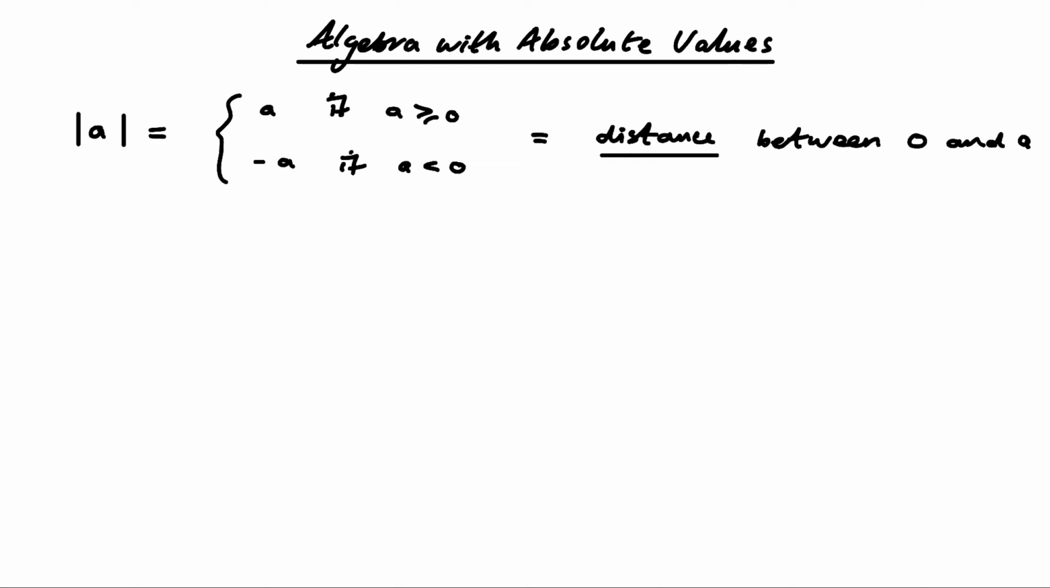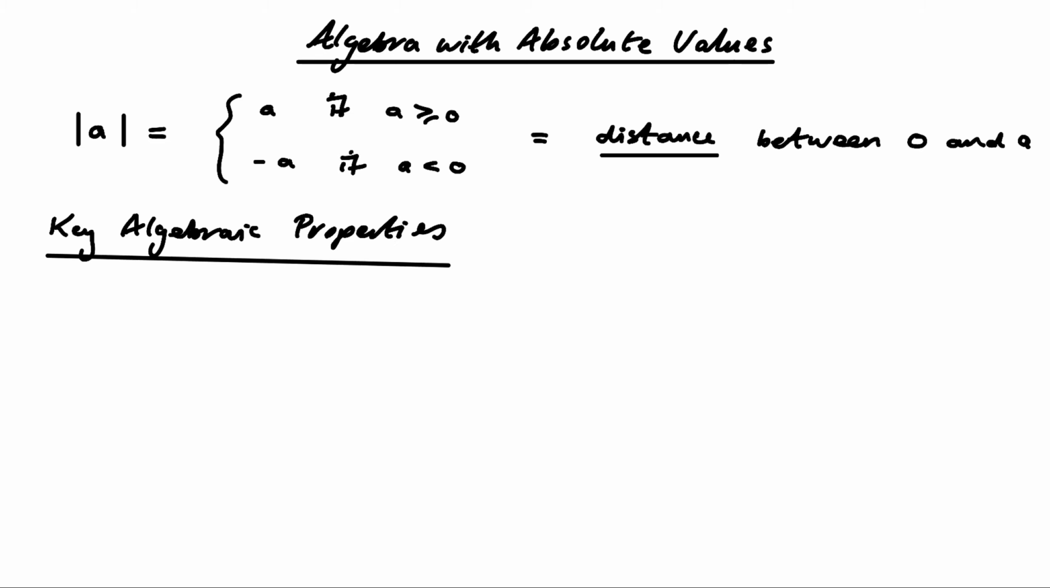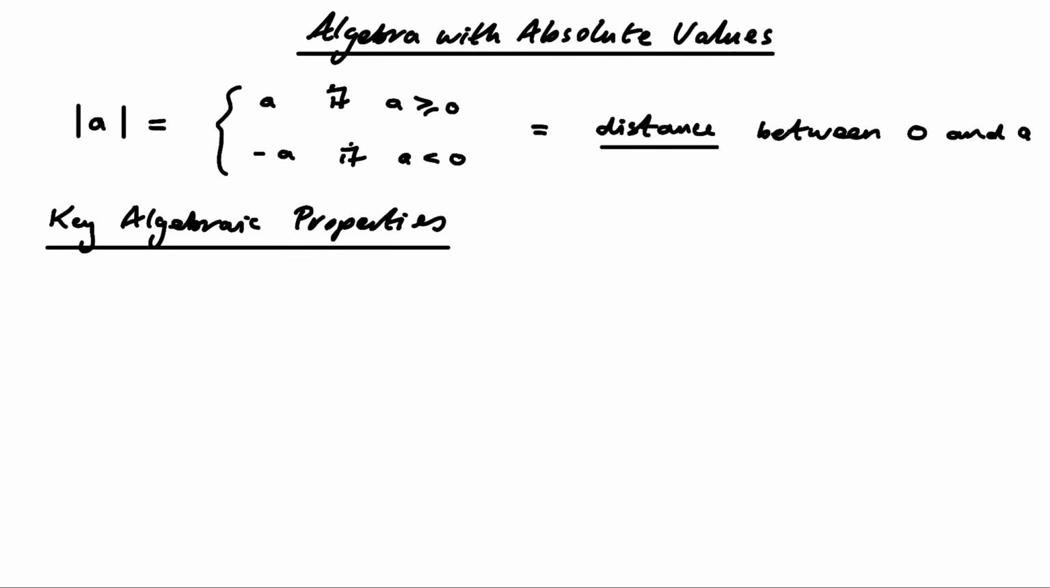Now, it's pretty important to be able to manipulate absolute values using very basic algebra. And all I really want to focus on are addition, subtraction, multiplication, division, and taking roots. That's all I want to look at here. So here are the key algebraic properties of the absolute value. The first thing is the absolute value behaves very nicely when it comes to multiplication.